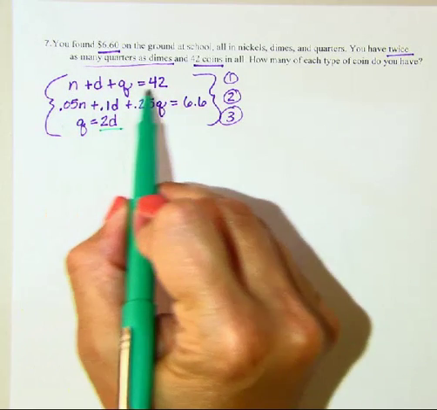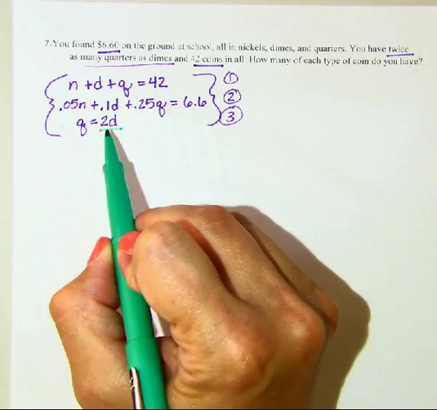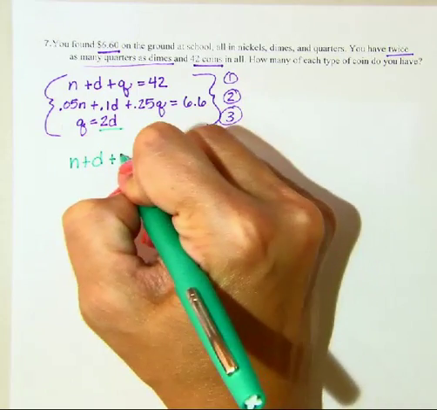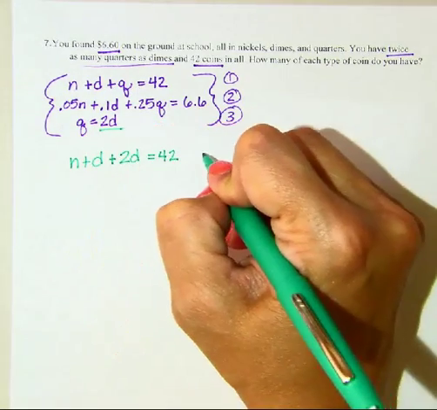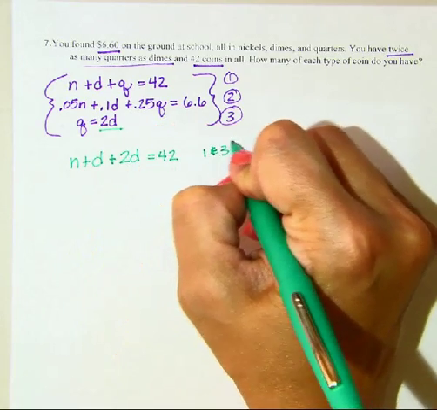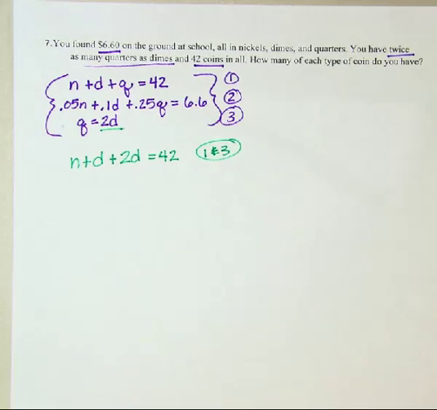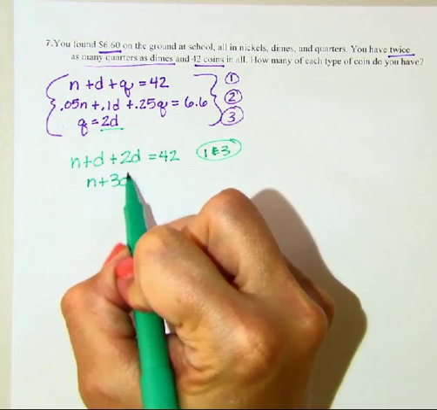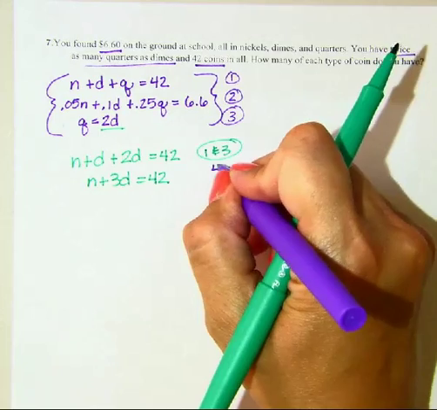So I'm going to rewrite equation 1, substituting in, instead of Q, I'm going to put 2D. So I have N plus D plus 2D equals 42. Okay? That was using equation 1 and 3. That's still important because I still have to use 2 at some point. So I'm just going to combine like terms, and I get N plus 3D equals 42. Okay? That became my equation number 4.